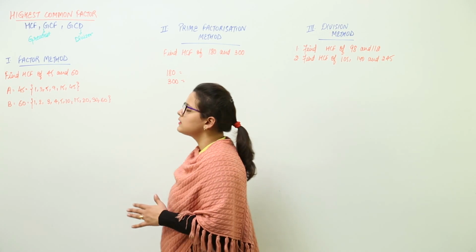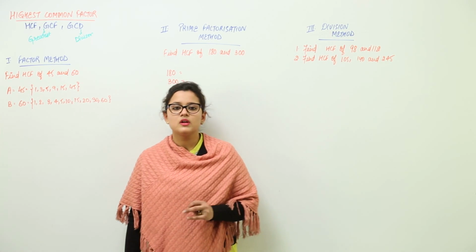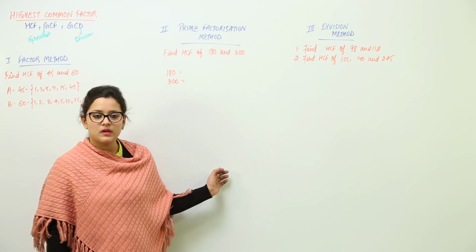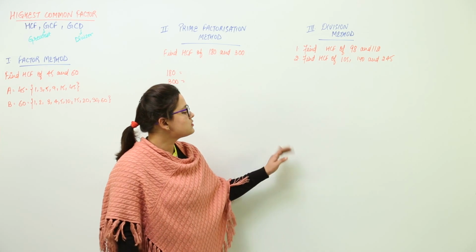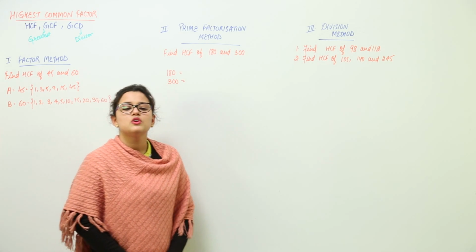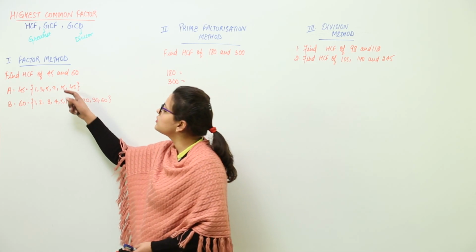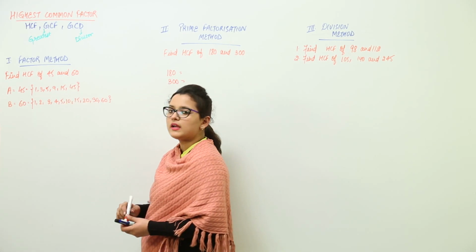So we have three methods for calculation of HCF. The first one is the factor method. The second one will be the prime factorization method, and the third is going to be your division method. So let us start with the first method. In the first method we have to find out the HCF of 45 and 60.